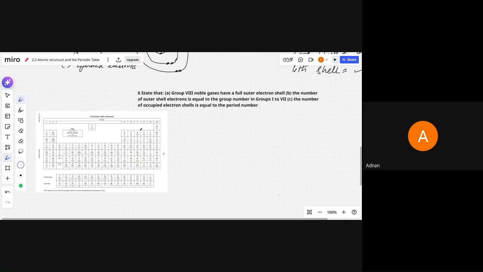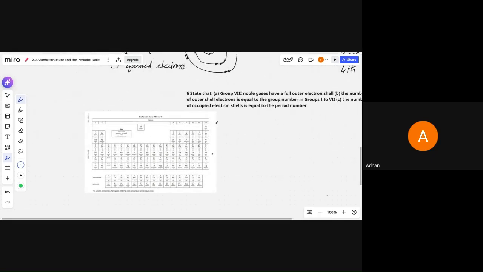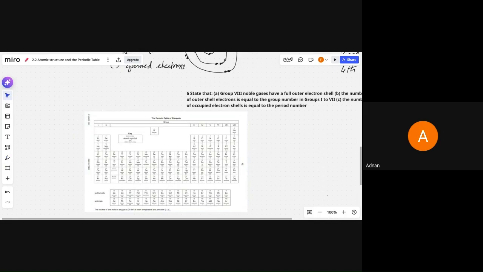So you can see that there are 8 groups on the periodic table. This is group 1, you see the Roman numbers here. Group 1 has lithium, sodium, potassium, rubidium, cesium, francium. The vertical columns on the periodic table are called groups, and there are 8 groups in the periodic table.